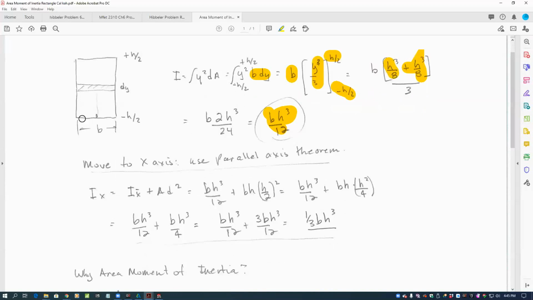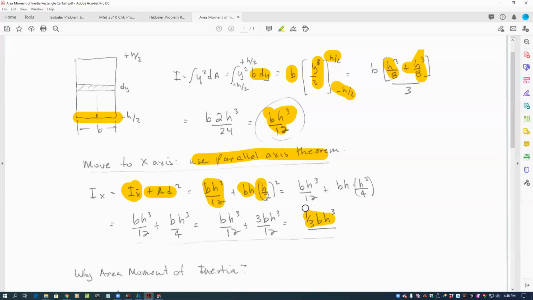And if we move that to the x-axis, assuming this is our x-axis down here, in other words, what's the value of area moment of inertia with respect to the x-axis, we can use the parallel axis theorem. So area moment of inertia with respect to the centroidal axis plus Ad squared, this is the parallel axis theorem. Our area is base times height. The distance we're moving is 1/2 of h, and we square that. So simplifying this becomes 1/3 bh cubed.